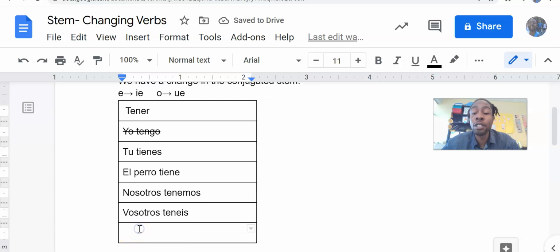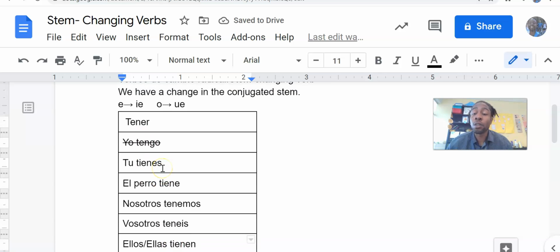But when we get back to ellos and ellas, or los perros, las escuelas, what we use is tienen, and we do see our E to IE stem changer. So while you learn this, you maybe didn't realize that you were doing a stem change, but if you practice this the way that you should, this should be your key to figuring out how to do that stem changing conjugation and to be able to use these stem changers in the right way.